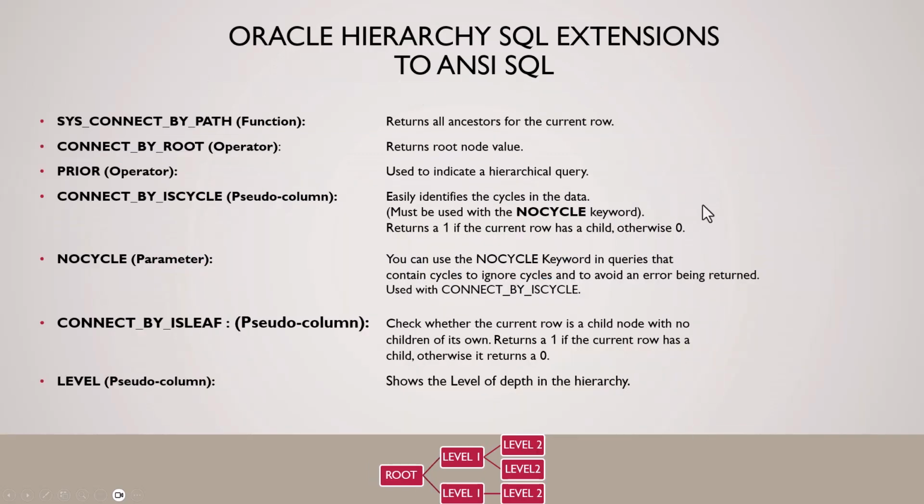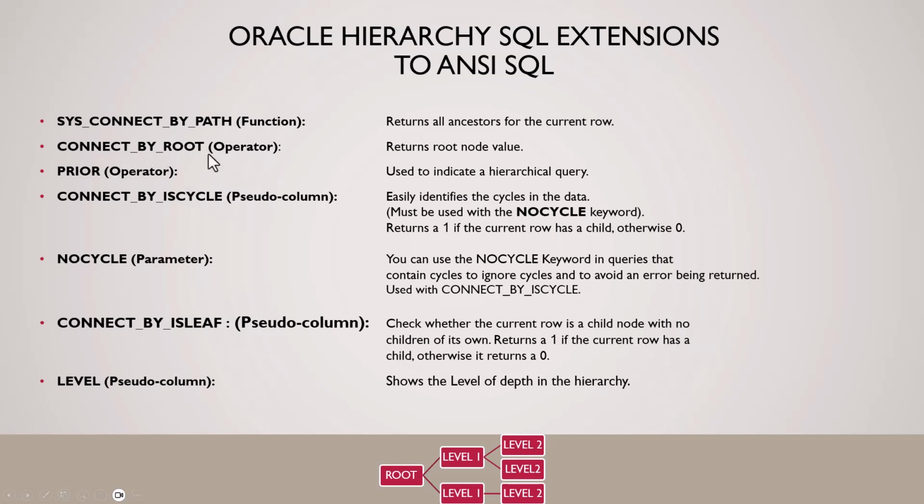Now there's also some other functions, operators, and pseudo columns that Oracle came out with. Some of these have been around for a long time. Others came out with version 10g. So there is something called SYS_CONNECT_BY_PATH, which is a function. And we will look at all these in more detail in our queries. But that one will return all the ancestors for the current row. And the output will be in a row-based format. So it won't be in columnar format. It will be across rows.